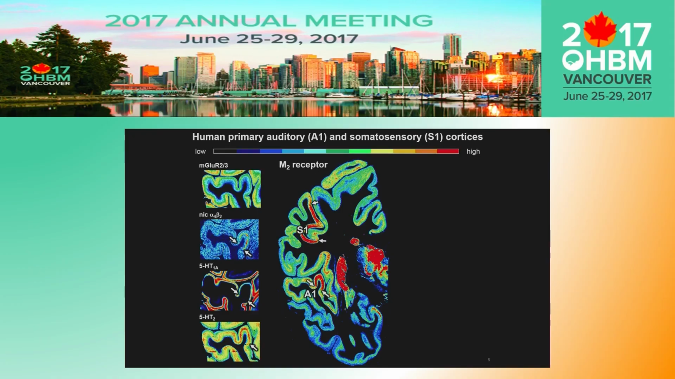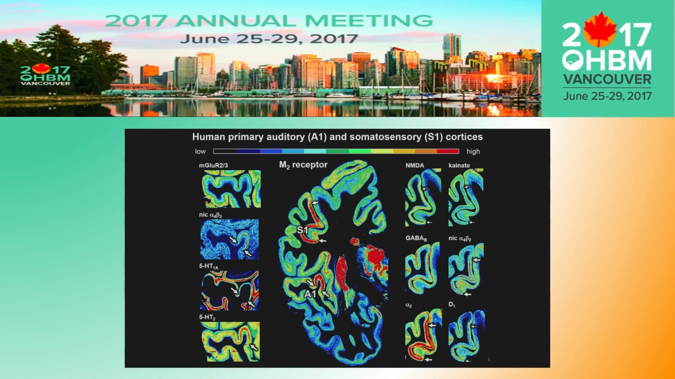For the primary auditory cortex, we have receptors which show both borders of this brain region, such as, for example, the 5-HT1A or the nicotinic receptors, but the metabotropic glutamate receptors do not show either of the borders of the primary auditory cortex. For the somatosensory cortex, we have the same situation. Some receptors, such as the alpha-2 or the nicotinic, show the borders of primary somatosensory area 3b, but other receptors, such as the GABA-B, don't.